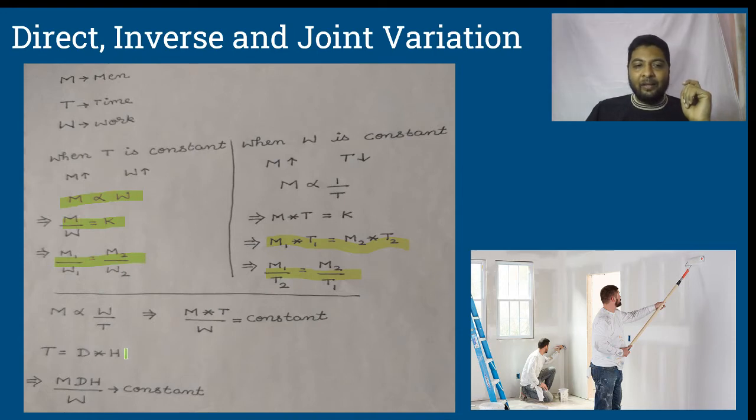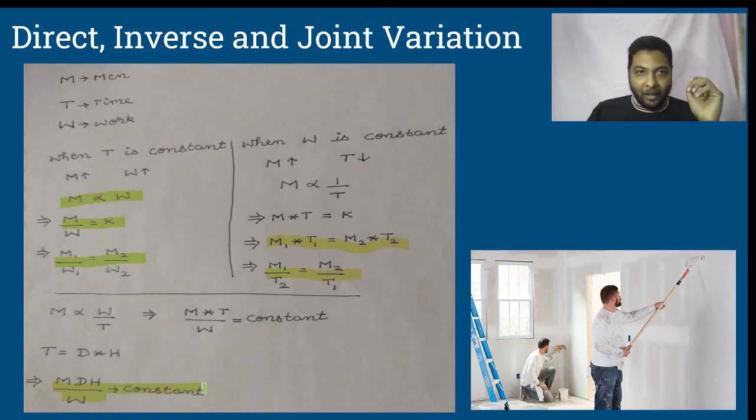This T, which is the amount of time, usually is expressed as the product of D and H, where D is the number of days and H is the number of hours per day, because people don't work 24 hours a day. Okay? D is the number of days, H is the number of hours per day. If you replace T with D into H, we end up with MdH by W is always a constant, and this, my friends, is the golden rule of time and work. The entire topic of time and work deals with only one concept, which is MdH by W is always a constant. Is that clear?